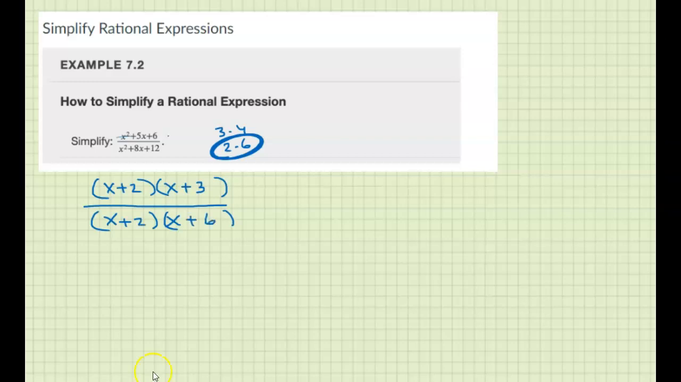Now to simplify it, you need to cross out whole parentheses. So this whole parentheses cancels out with that whole parentheses. And then what we have left over is x plus 3 over x plus 6. And this is our simplified expression.